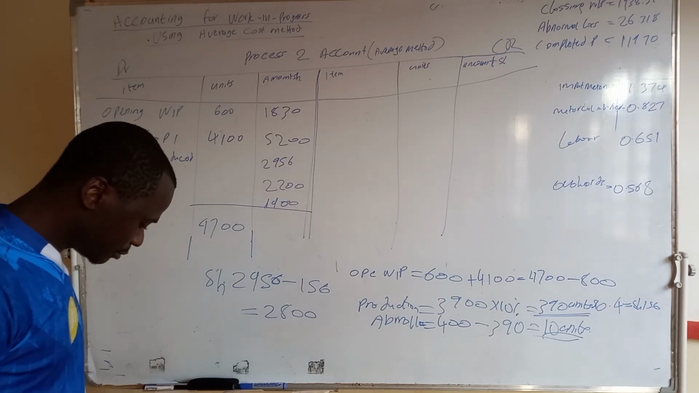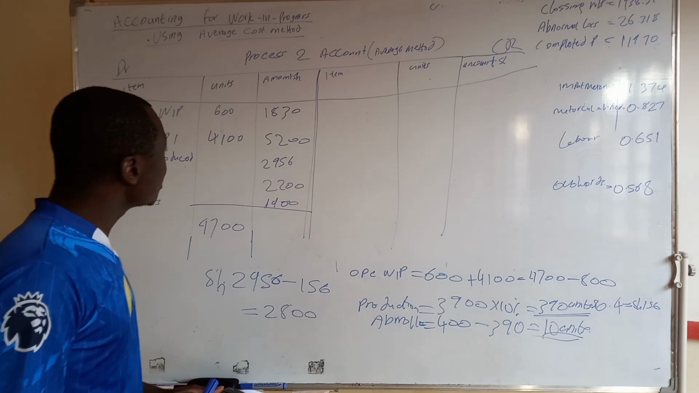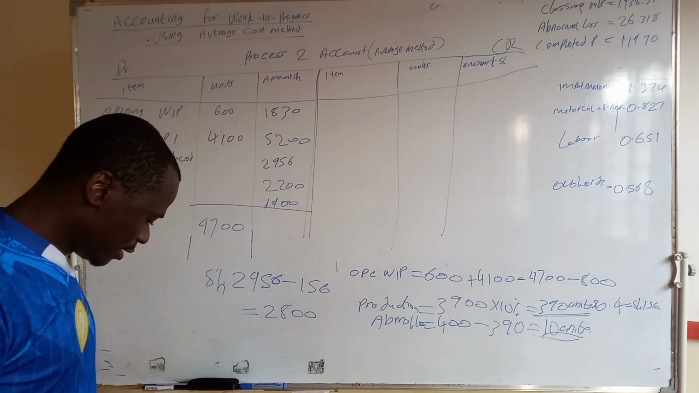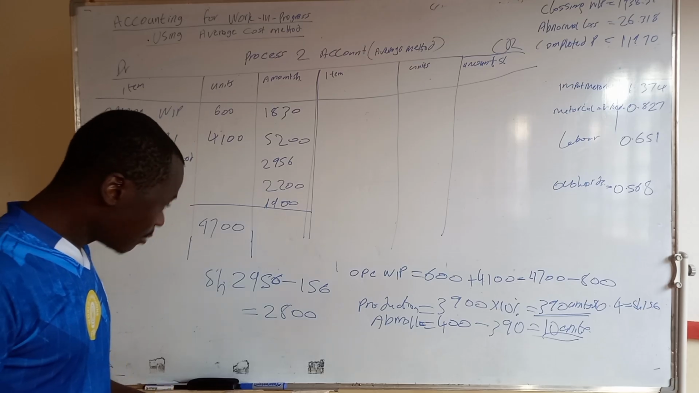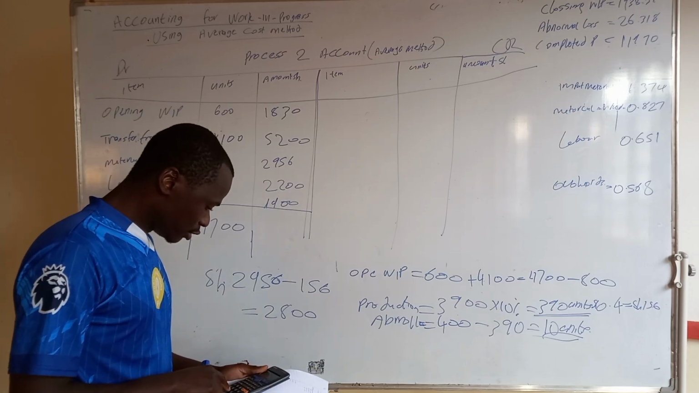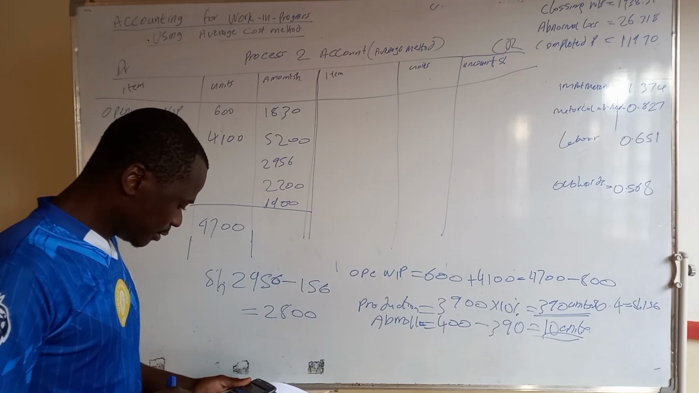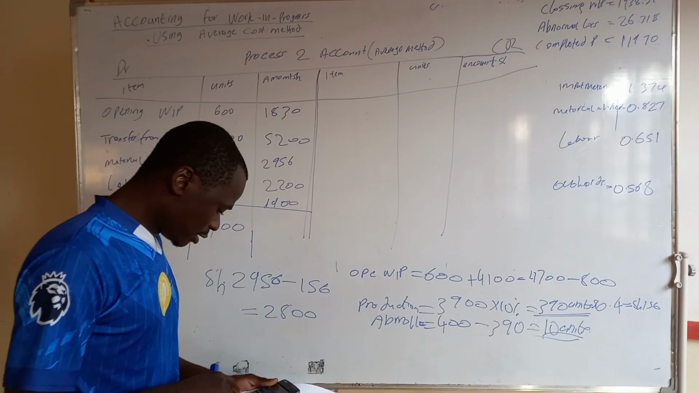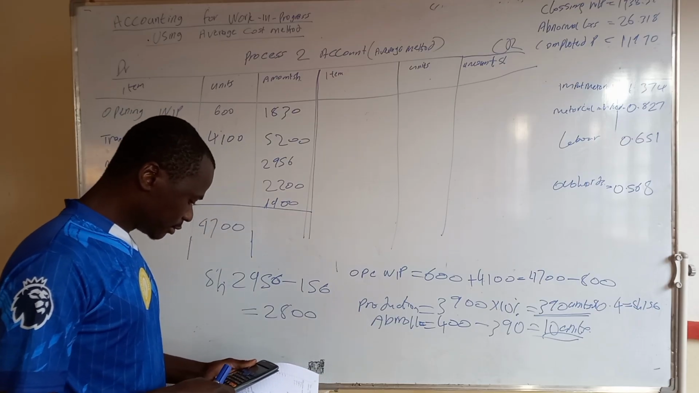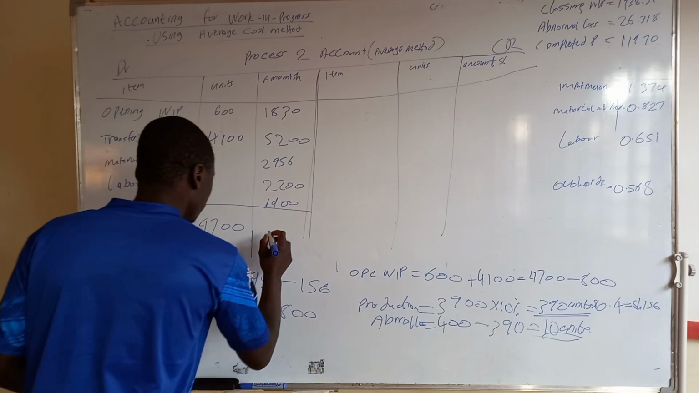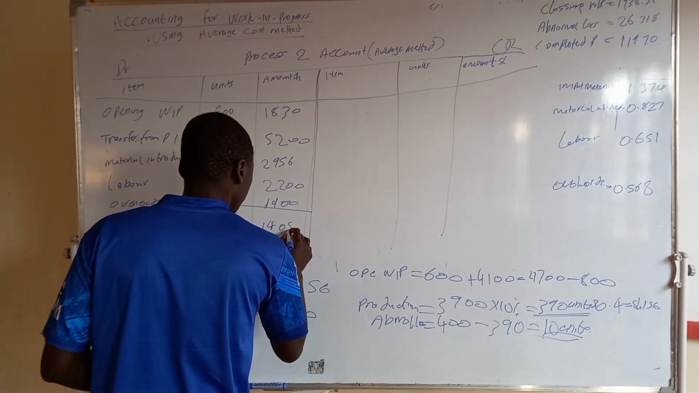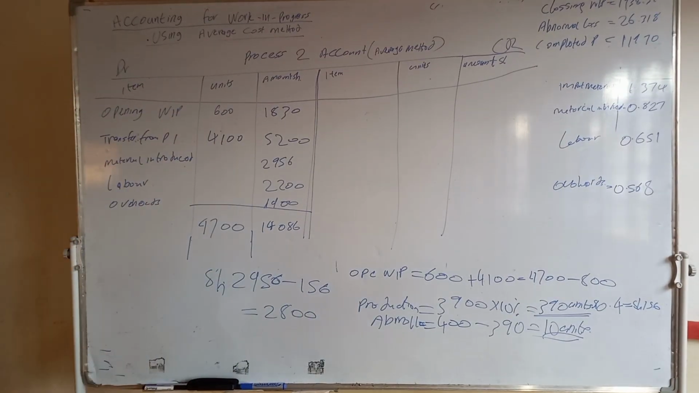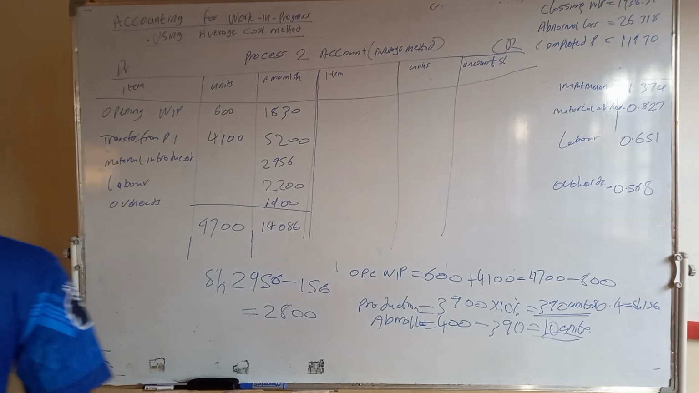And then adding all this: 1830 plus 4700 plus 2956 plus 2200 plus 1900. This gives you 14,086.